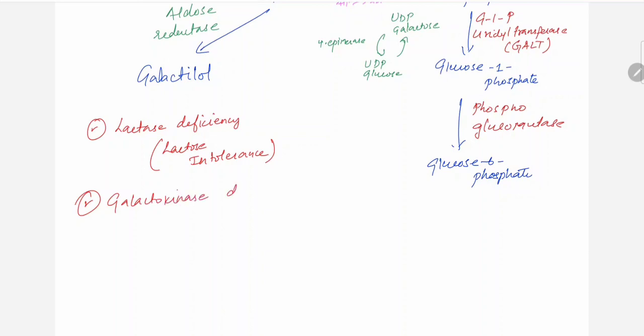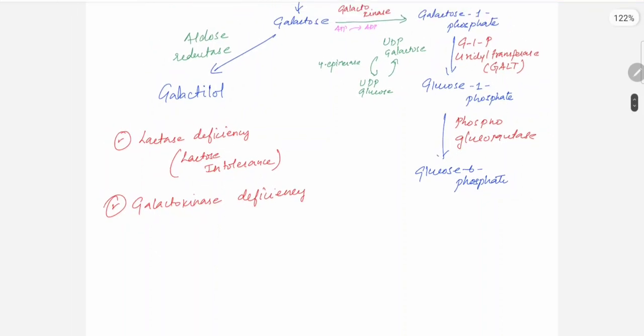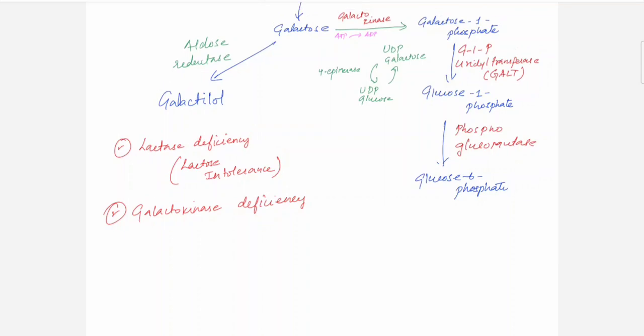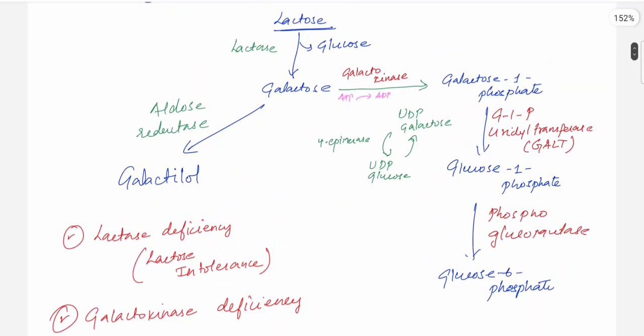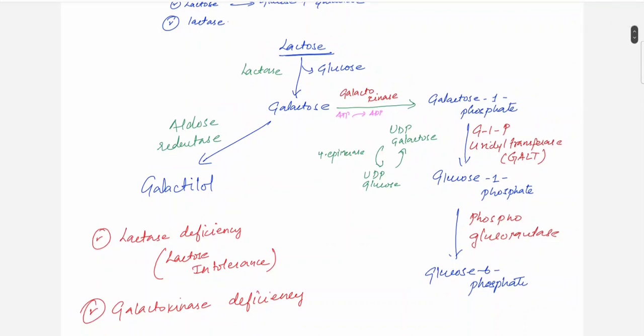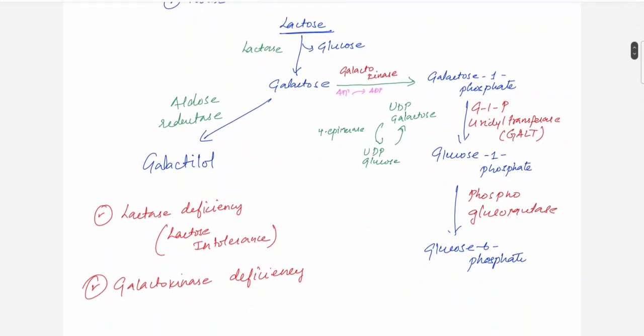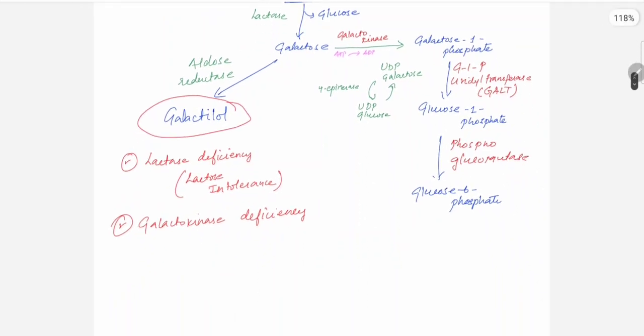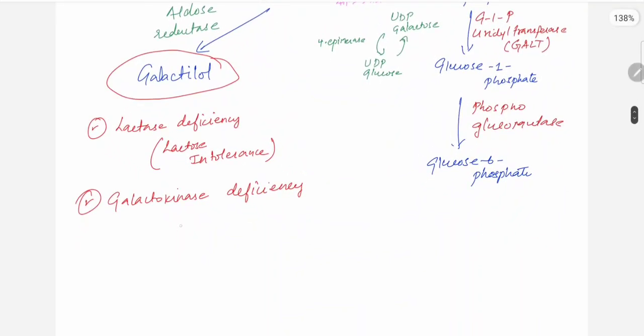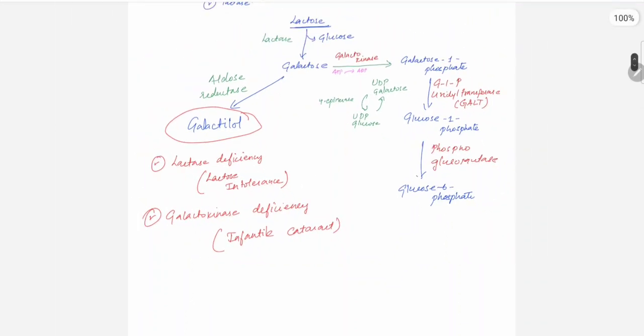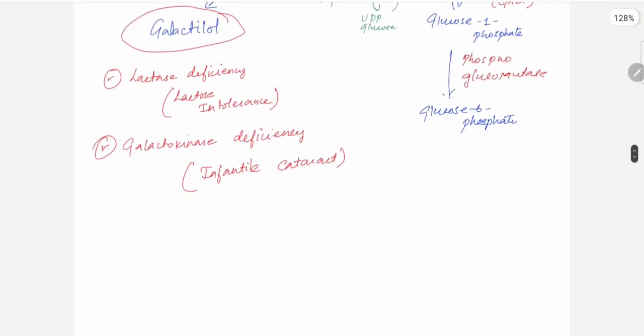And coming to the next clinical significance, if the patient or the baby has galactokinase deficiency, the galactose can't be metabolized to galactose 1 phosphate, right? Because of this, it moves through another pathway where the galactose is converted into galactitol. Galactitol is a really harmful substance and it causes infantile cataract. This galactitol gets accumulated in our eyes causing cataract. So galactokinase deficiency can cause infantile cataract.